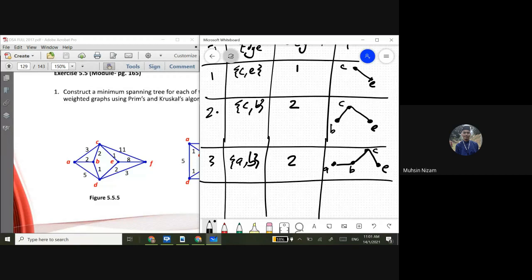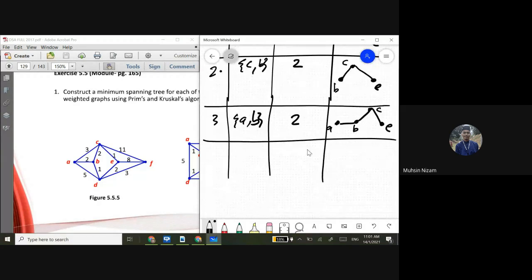Actually, senang je nak tengok sama ada jawapan kamu tu follow Prim ke tak. Follow Prim ni dia sambung sebelah-sebelah-sebelah saja. Kalau kamu berpisah tu, maksudnya kamu dah ikut Kruskal lah.